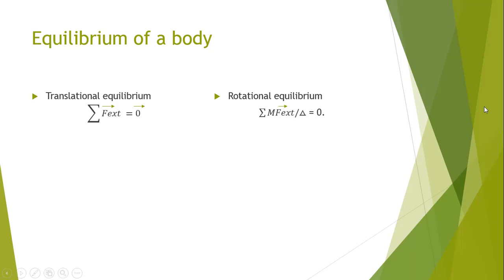Now, equilibrium of a body. A body is in equilibrium or in total equilibrium if the two following conditions are satisfied. In the first situation, a body is in translational equilibrium if the sum of external forces acting on it is equal to 0. And in the second situation, a body is in rotational equilibrium if the sum of the moments of external forces with respect to an axis of rotation delta equals 0. If the two conditions are satisfied for a body, in this case, this body is considered in total equilibrium or simply in equilibrium.